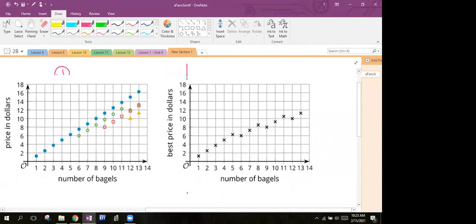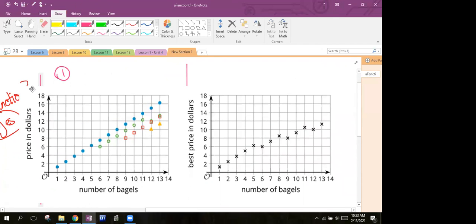Okay, so anytime you have a graph, I don't know why this is doing this.